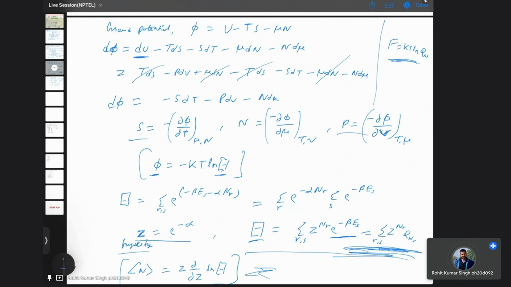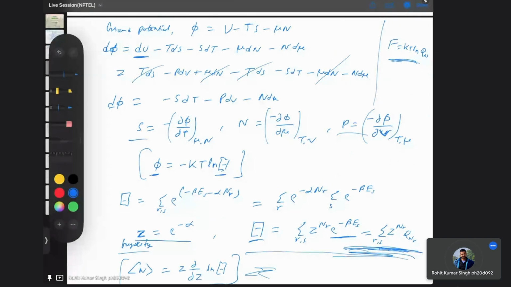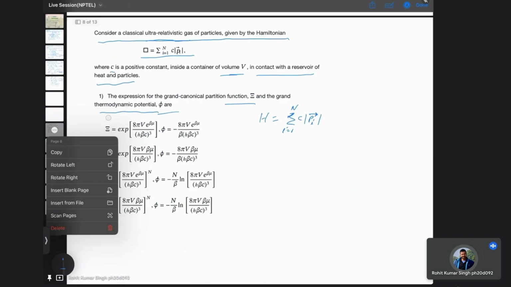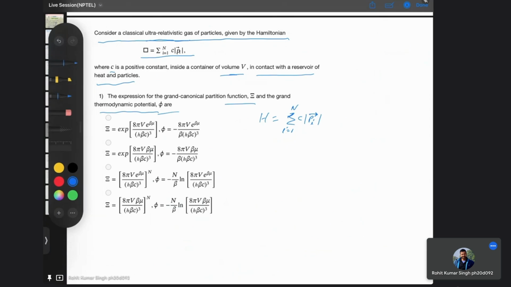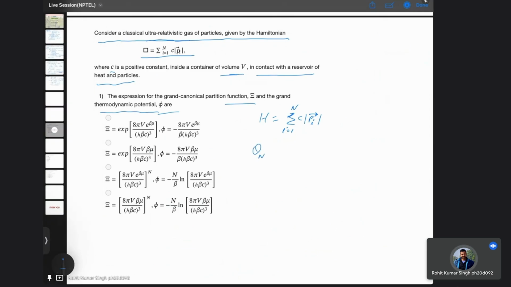So let's first calculate the canonical partition function for this. The canonical partition function Qn is given by 1 by n factorial h to the power 3n, right?